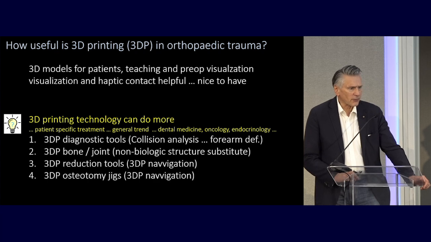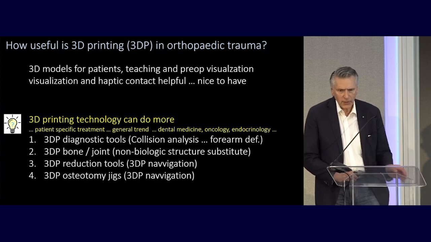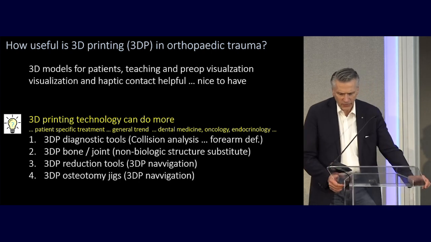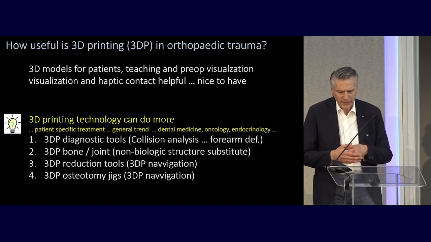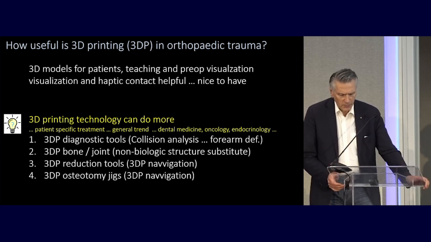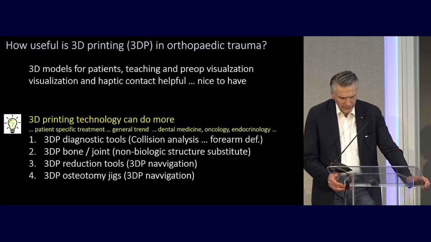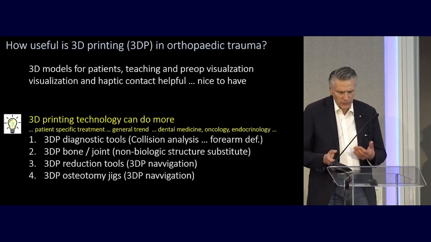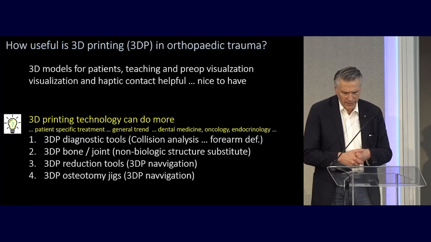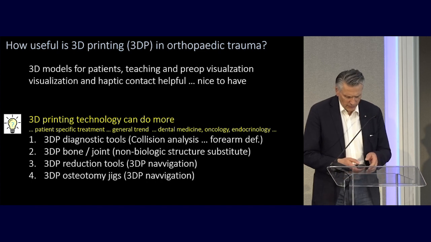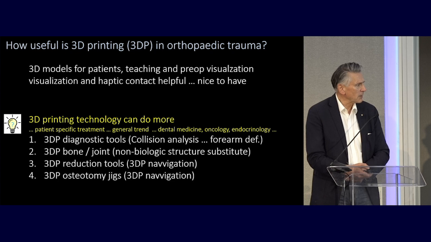We can use 3D printing as a diagnostic tool, for example, for forearm deformities and to analyze the collisions. Bone and joint defects can be substituted, in articular or long bone segmental defects, and it helps as some sort of navigation, 3D printed tool navigation, in order to achieve reduction and achieve certain targets during the treatment process.